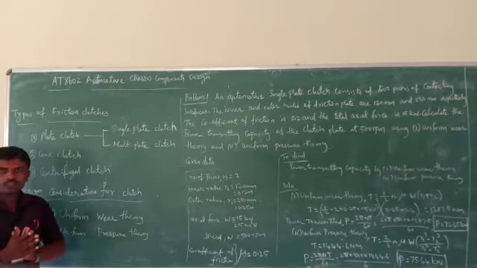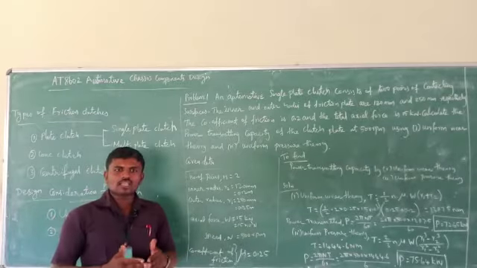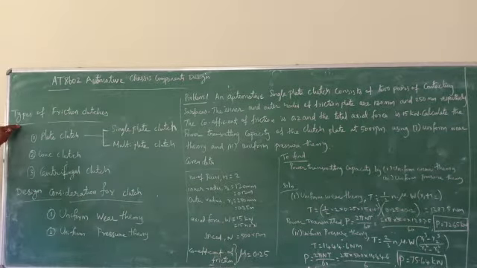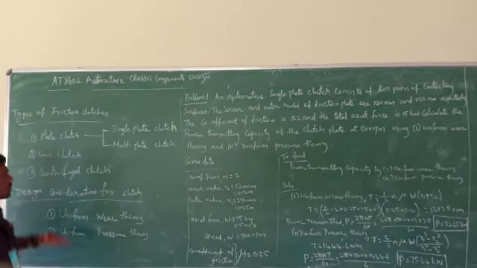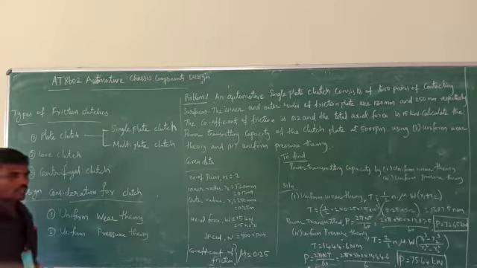In the last class I taught you about the clutch: what is a clutch and what are the types of clutch. In this class I am going to teach you about the types of friction clutches. What are the types of friction clutches? Here we have three different classifications: plate clutch, cone clutch and centrifugal clutch.